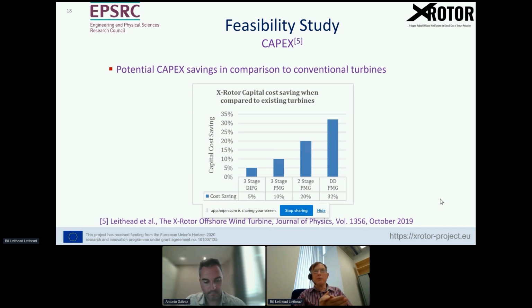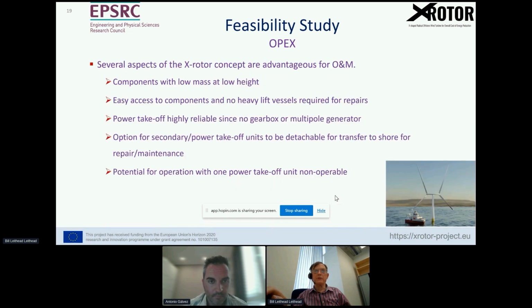Okay. So what we've identified is potential savings in capital expenditure, the capital costs, in comparison to conventional turbines. This histogram is showing four different concepts for horizontal axis wind turbines that we considered: a three-stage DFIG, a three-stage permanent magnet generator, a two-stage permanent magnet generator, and a direct drive permanent magnet generator. And you can see the cost savings there. For the three-stage DFIG, it's about 5%, but that rises to about 30% for the direct drive PMG. So there's good potential here for reduction in the capital cost.